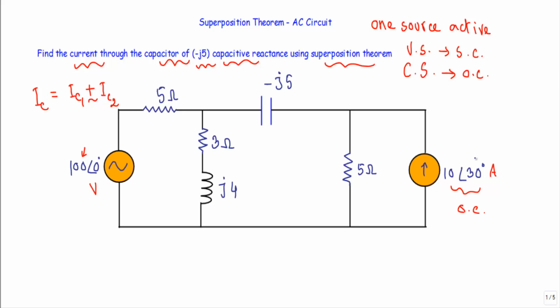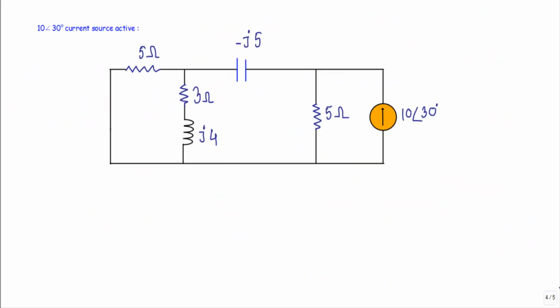And finally, I will keep this current source active. I will keep this 10 phase angle 30 degree ampere current source active. In that case, I will replace this voltage source with a short circuit. When I replace this voltage source with a short circuit, our new circuit will look like this. Okay, so this is our circuit. I have replaced the voltage source with a short circuit.